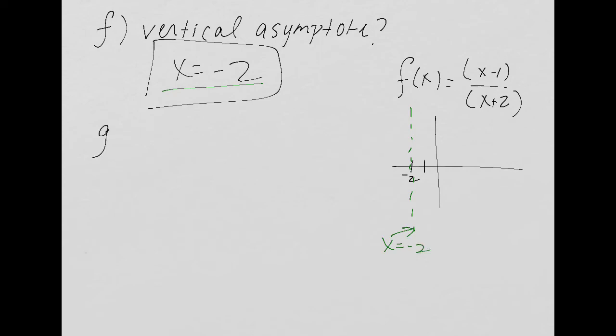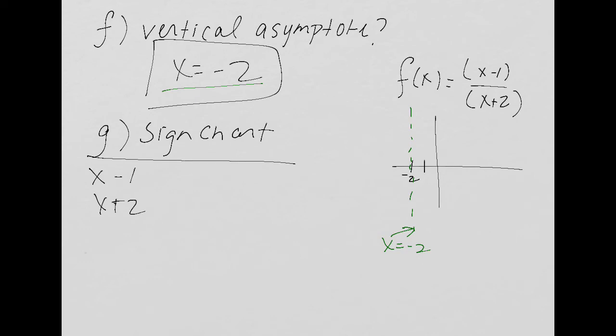Then we'll go ahead and get a sign chart going so that we can discuss the behavior along the vertical asymptote. Because I've already canceled out the term that was identical on the top and the bottom, my sign chart only needs to have these two terms. So it's made things shorter and easier for us. So we have these terms.